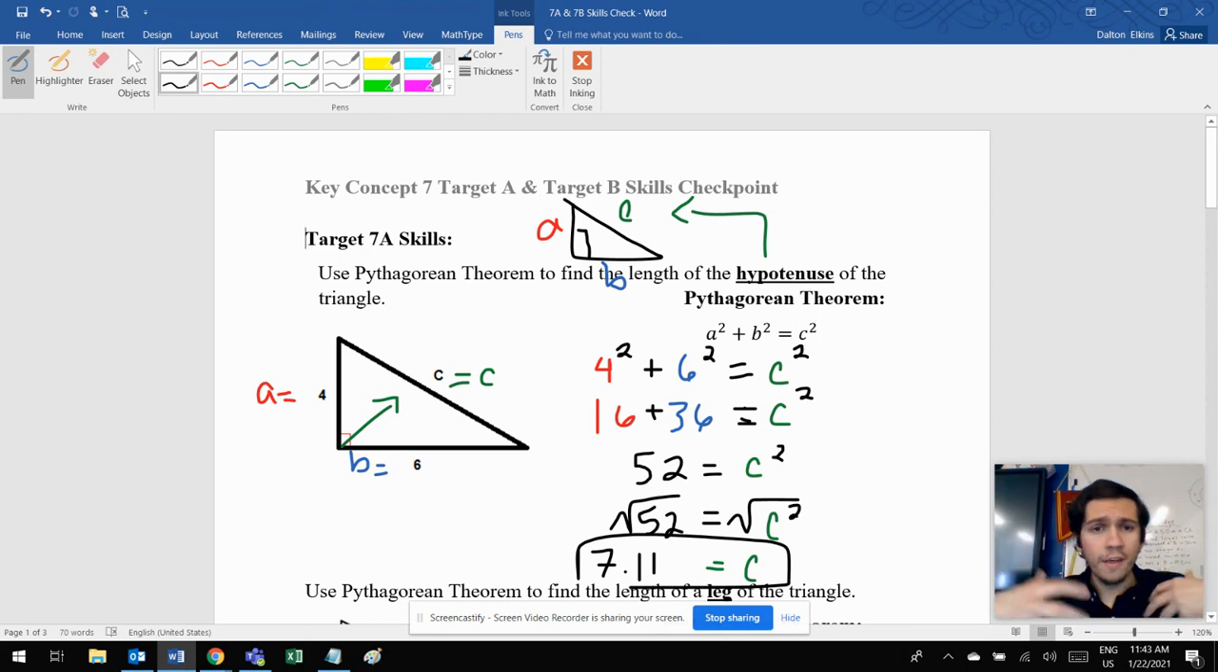Now, again, this is exactly how I use the Pythagorean theorem to identify the length of the hypotenuse, the side that's across from the right angle. I know that that length is a little bit over 7 units here. Again, that is the first skill from 7A that we learned.